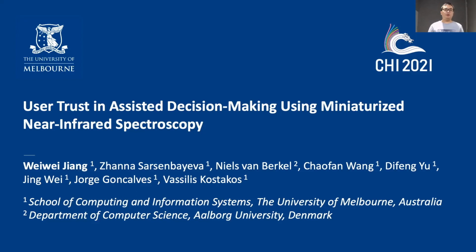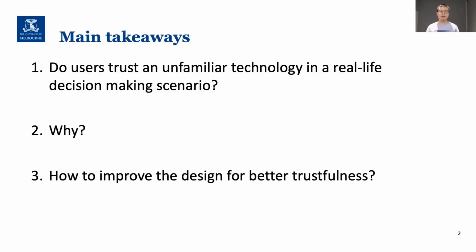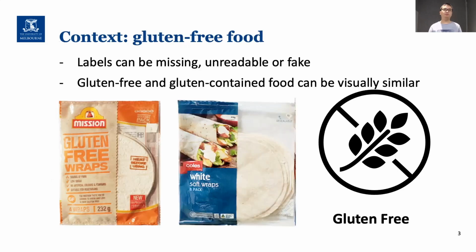I'm going to present our work titled User Trust in Assisted Decision Making using Miniaturized Near-Infrared Spectroscopy. Here are the main takeaways for our study. One is whether users trust an unfamiliar technology in a real-life decision-making scenario. Why, and how to improve the design for better trustfulness.